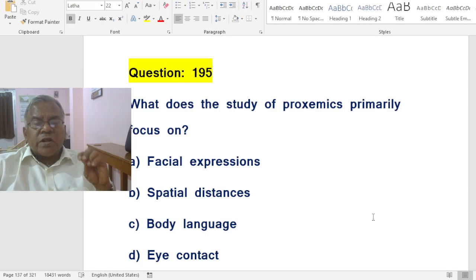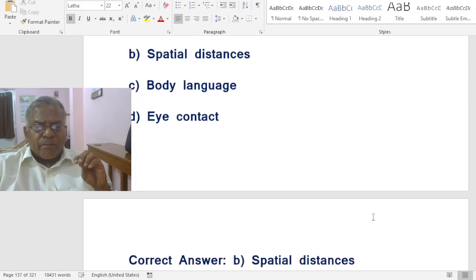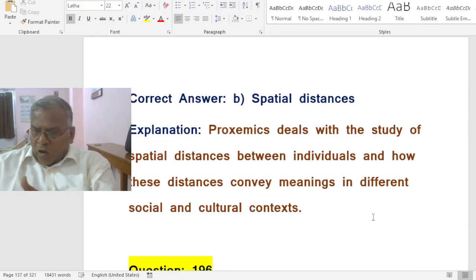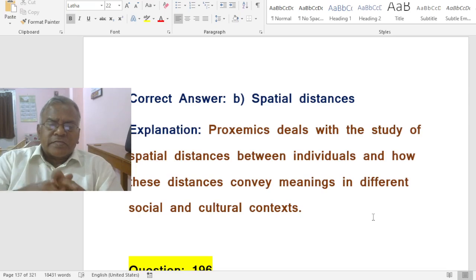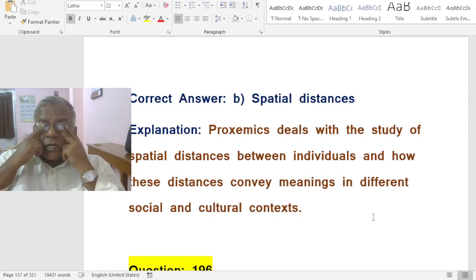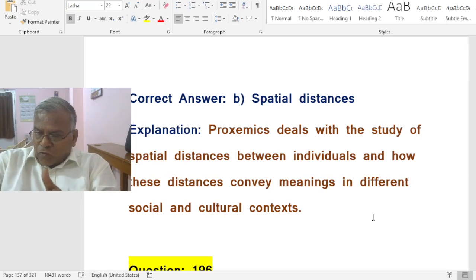Next one, what does the study of proxemics primarily focus on? That is spatial distances. Proxemics means something related with the space. How you are standing before another person, how far or how close, like that. Proxemics deals with the study of spatial distances between individuals and how these distances convey meanings in different social and cultural contexts. Suppose you are talking to a very respectful person or authority figure, you have to stand a little away, about 1 foot away from him. You won't be so close to your principal.